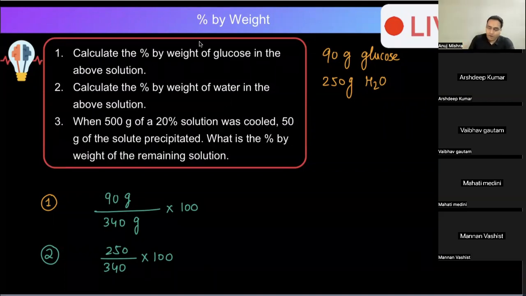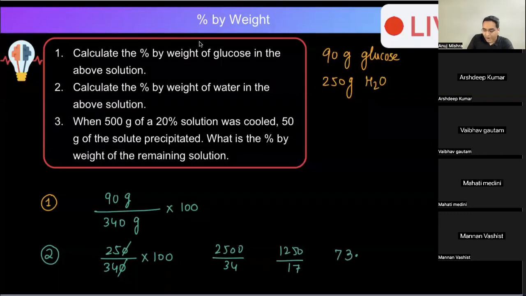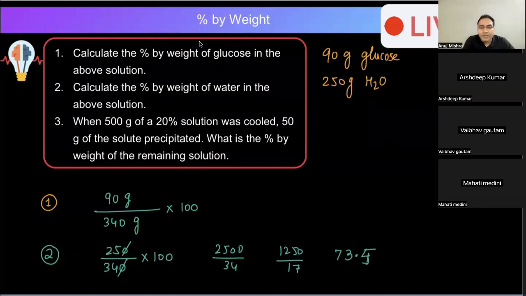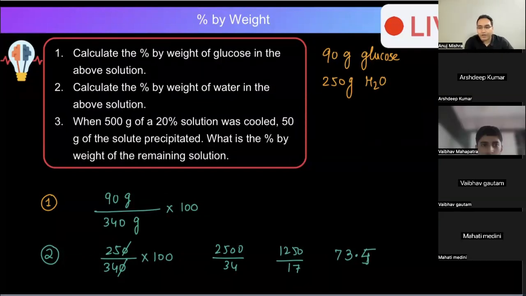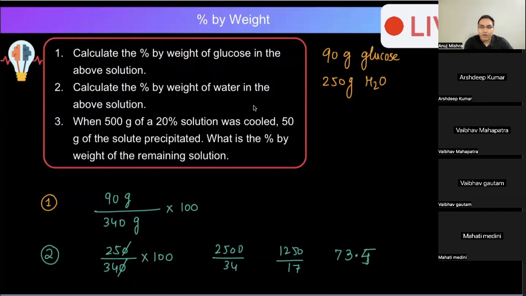250 upon 340 into 100 would be how much? Yes, correct. So it is 2500 by 34, which is 1250 by 17. Okay. 73.4, approximately 4, right? Or 5 maybe. Yeah, because 9 is there, right? So in this range, it should be. Just check it and confirm if this is clear. Vaibhav, Mahapatra, are you getting the answer, beta? All of you getting the answer in this range? Okay, great. Everyone getting the answer?